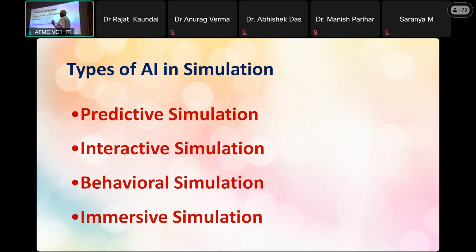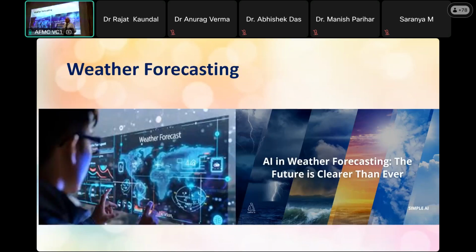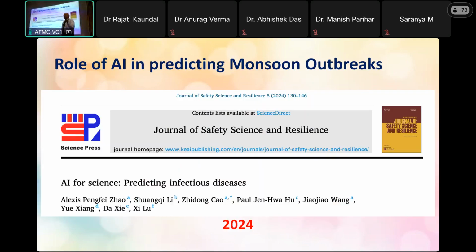Now, predictive simulation uses AI to forecast possible outcomes. This is very important, like weather forecasting and financial modeling. AI weather forecasting has become very common today. In fact, AI for science is predicting infectious disease. Today we are talking about infectious diseases. This is a paper from 2024, predicting monsoon outbreaks. Now we get a lot of monsoons in Mumbai.